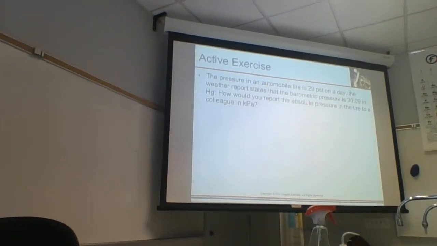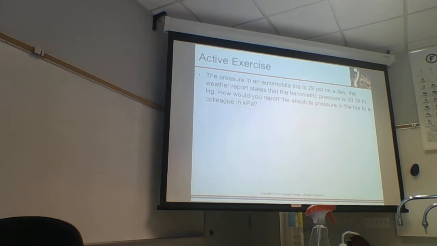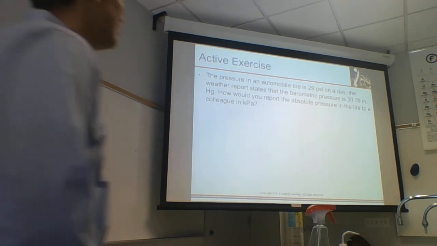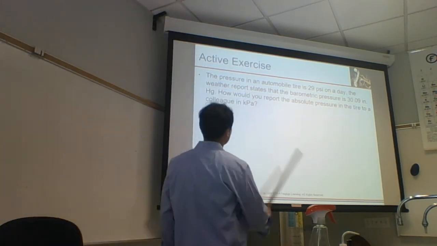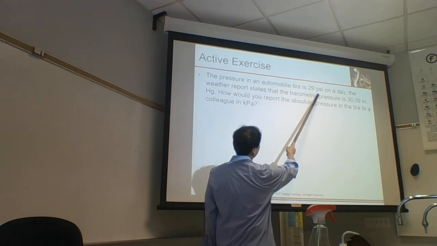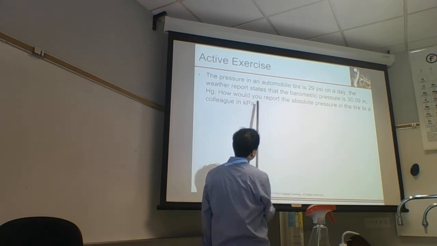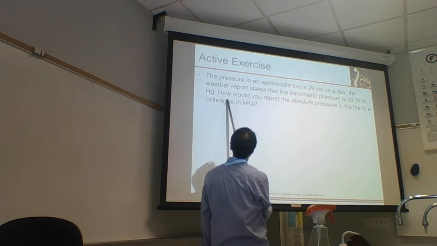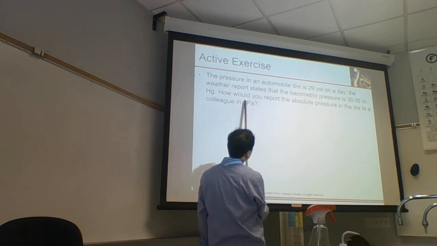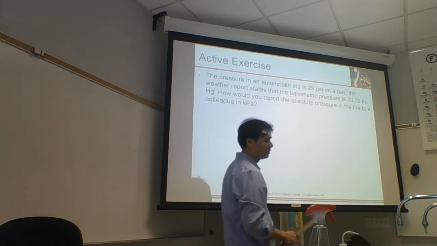Okay, the previous one was only one step. This one is a lot more steps. The pressure in an automobile tire is 29 psi on a day. The weather report states that the barometric pressure is 30.09 inches of mercury. How would you report the absolute pressure in the tire to a colleague in kilopascals?